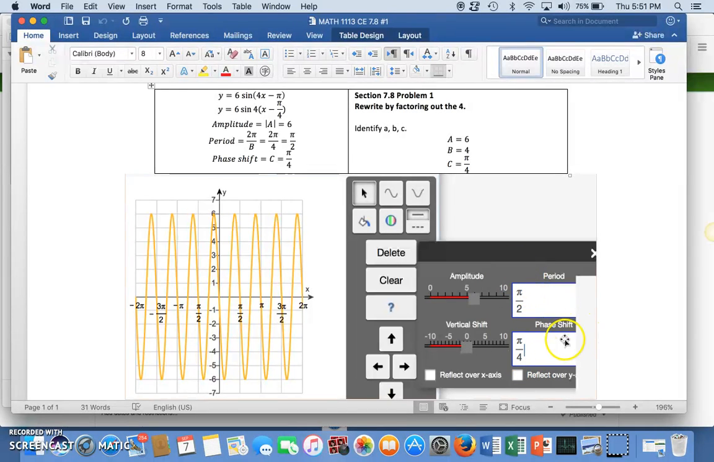Then we have a phase shift of pi over 4, positive pi over 4. So you choose your graph, your amplitude, your period, your phase shift. And then if you had a vertical shift, and any reflections would come in here.